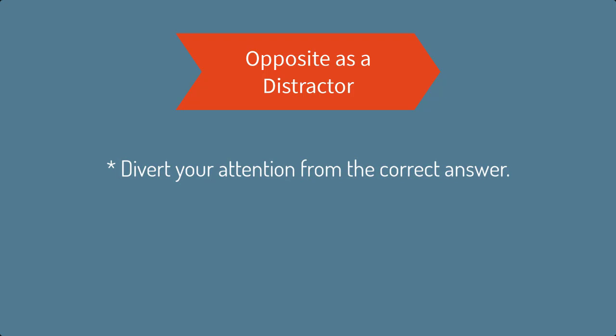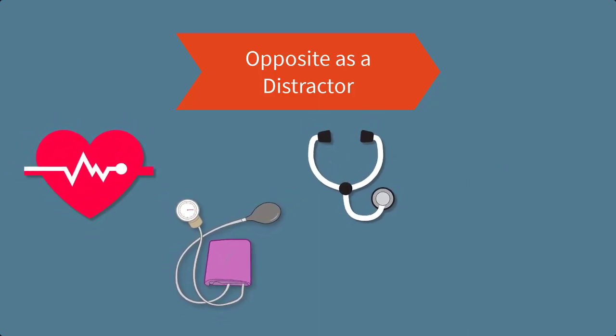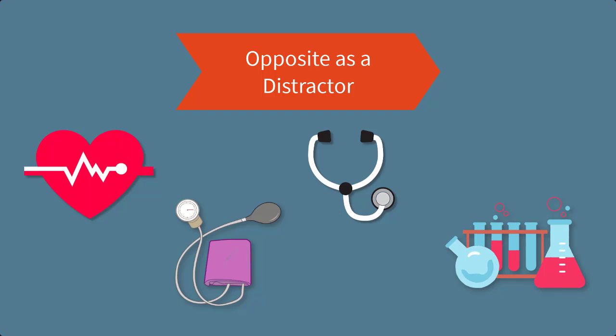However, this test-taking technique usually cannot be applied to options that reflect numerical values, such as heart rates, blood pressure, respiratory rates, and lab values. The following questions provide various examples of how opposites appear in the options.